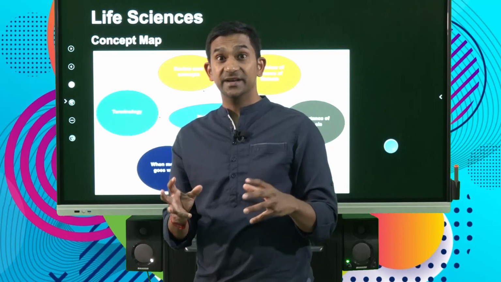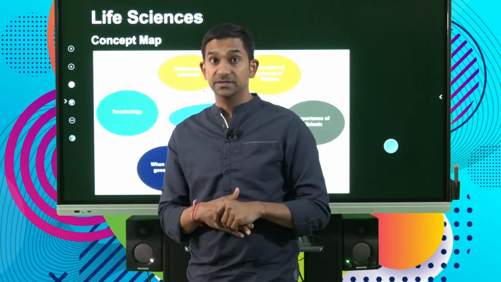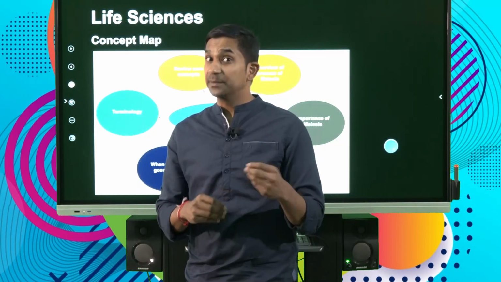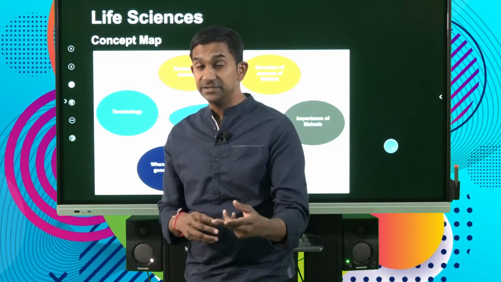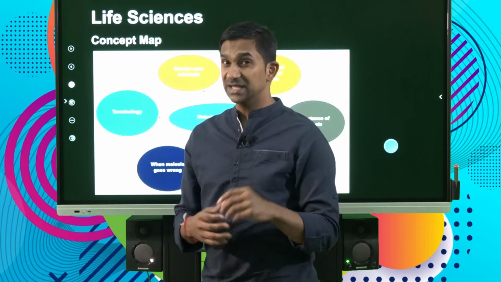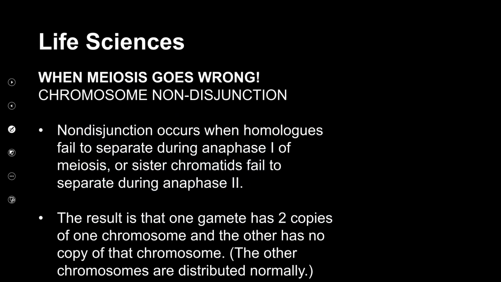We're going to probably try and look at some questions that are based on how you would write an essay on meiosis, and then probably we will have some time to look at when meiosis goes wrong and how we identify those characteristics that we see in a karyotype. So let's get straight into the lesson and try and unpack what happens when meiosis goes wrong.